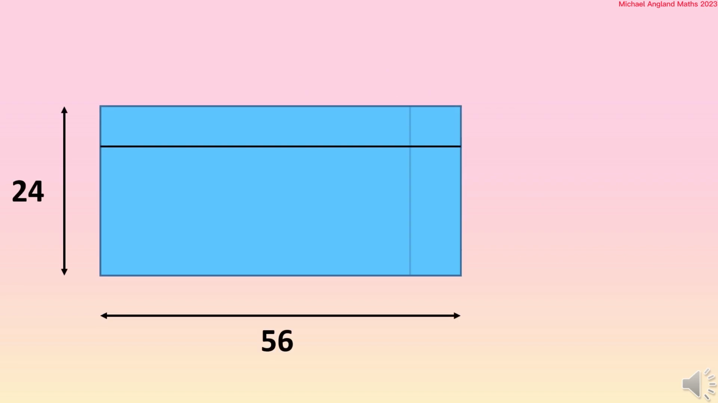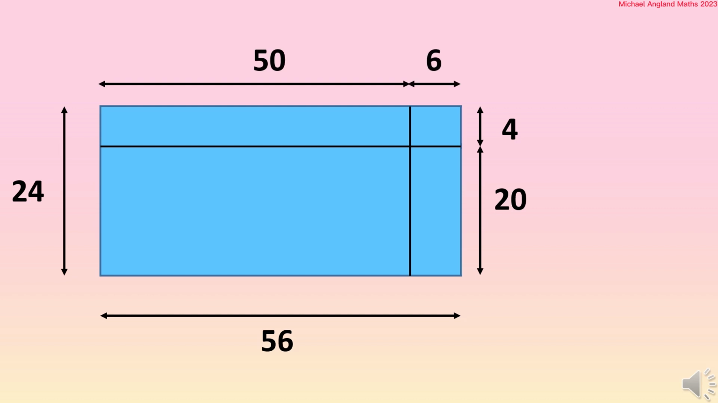Here's a more complicated example. Width 24, length 56. Let's split the width and the length this time. So the width splits into 20 and 4, and the length into 50 and 6. So the area of this rectangle is the area of these four rectangles.